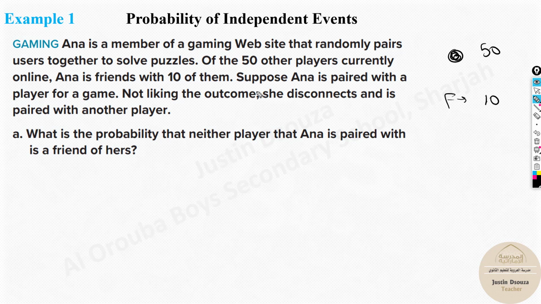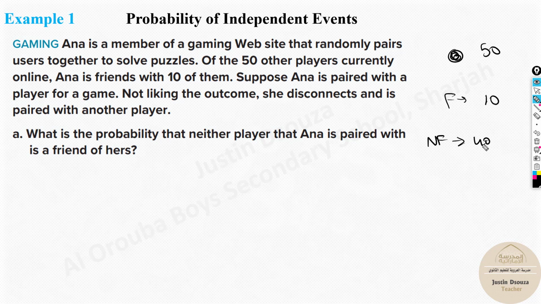Now suppose Anna is paired. She joins and is paired with someone, but she doesn't like that, so she disconnects and wants to join again. Now, what is the probability that neither player that Anna is paired with is a friend of hers? In the sense that the first time she joins, it will be a non-friend person. Now, your friends are 10. How many are not friends? 40, isn't it?